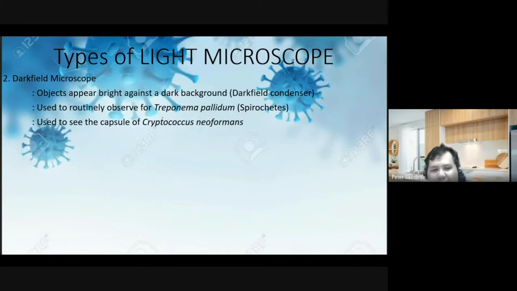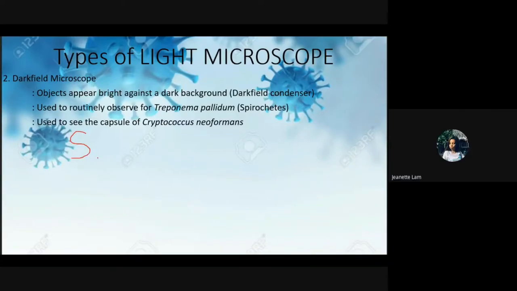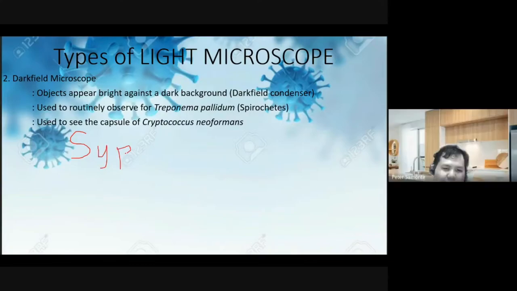Class, do you have any idea what disease your Treponema pallidum causes? May idea kayo? Anong sakit ang kinukuha niya? I'll give you a clue. It starts with the letter S. Syphilis. Okay, so it's known to cause syphilis. Now, syphilis, class, is a type of STD, sexually transmitted disease.